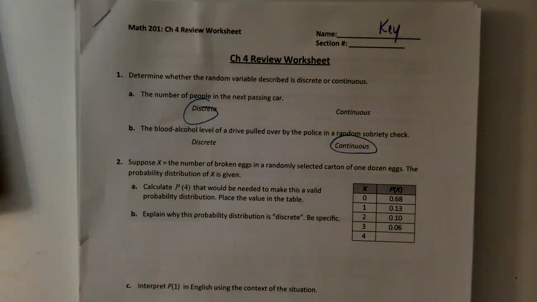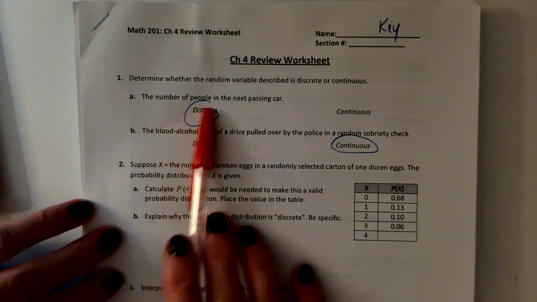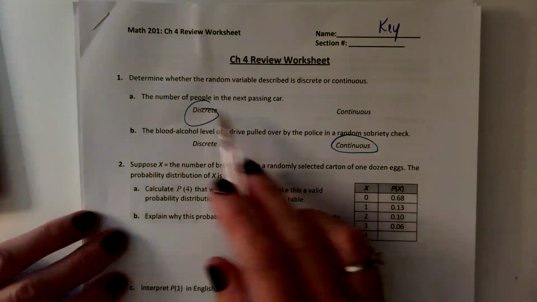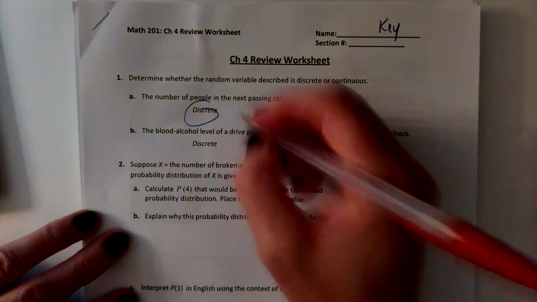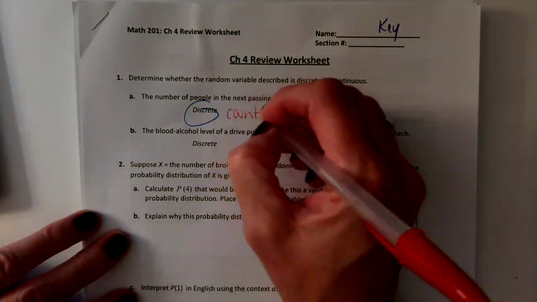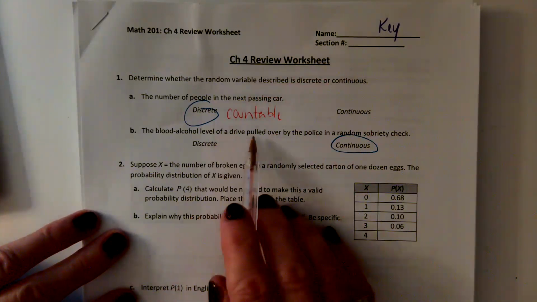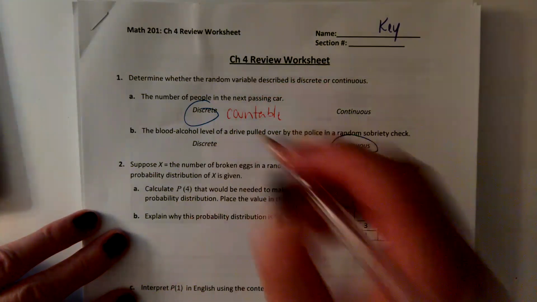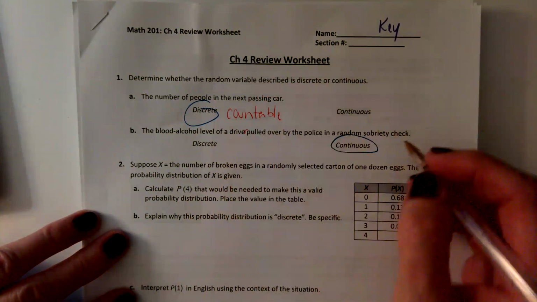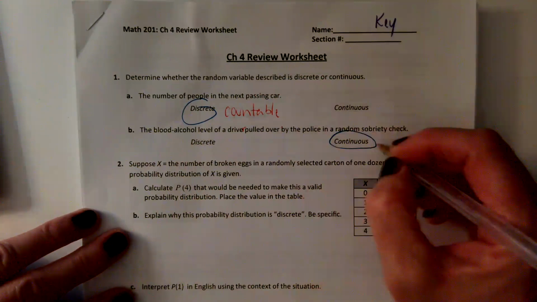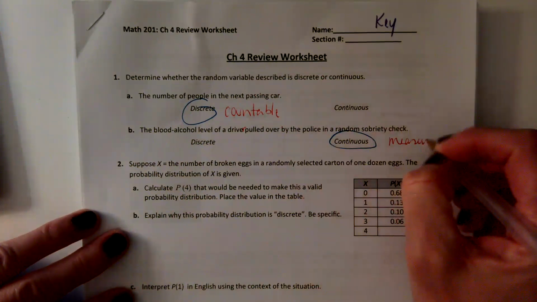It says determine whether the random variable described is discrete or continuous. So you can see I've already marked the answers on these two, but discrete is always things that are countable, and you cannot have half of a number of persons, right? So there are things that are countable. The blood alcohol level of a driver pulled over by the police in a random sobriety check. So blood level is continuous because it's measured. Anything measured is always continuous.